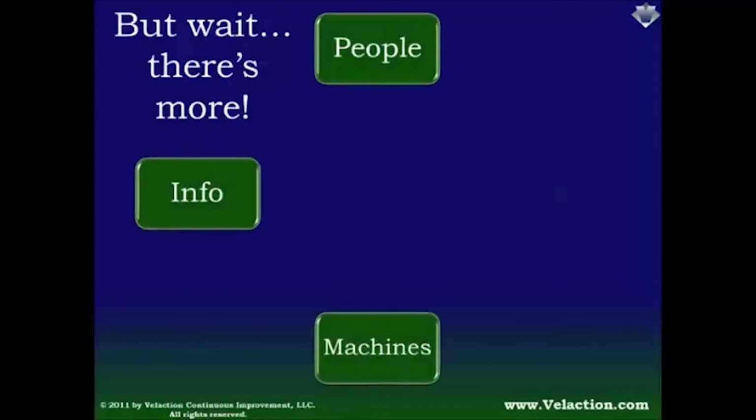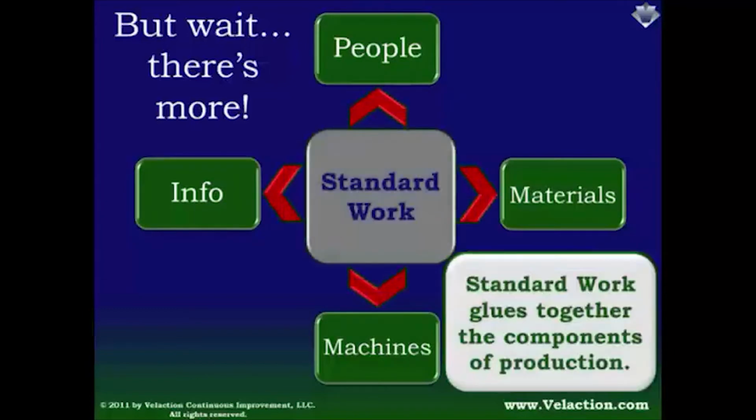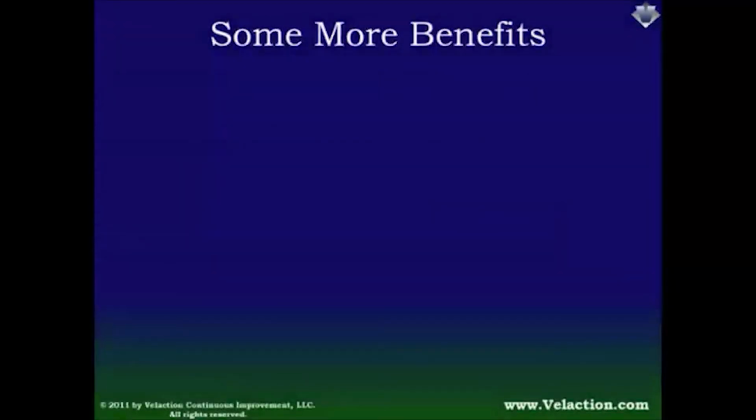But there's another, even bigger reason to use standard work in your organization. There are many different inputs that go into a production process. And standard work has the role of synchronizing all those different inputs to get a consistent output. But all the reasons to use standard work don't stop there. That's why standard work is such a core part of lean. Not only is the list of benefits extensive, it's also broad. It impacts a lot of different areas of the organization. Let's take a closer look at some of these additional benefits.